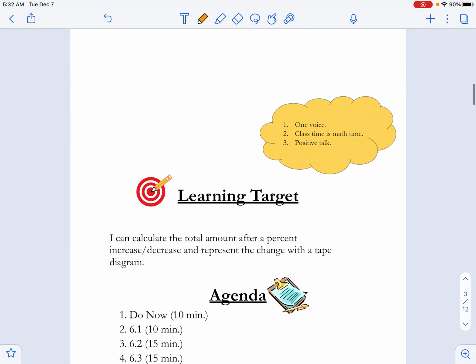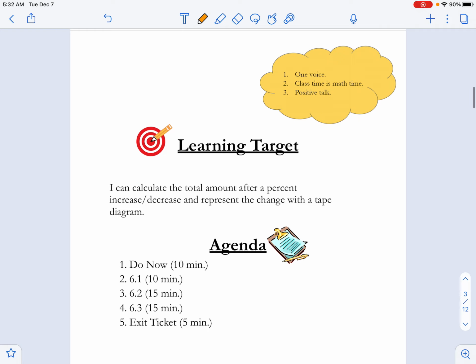Today, we're going to continue working on Unit 4. Our learning target is I can calculate the total amount after a percent increase or decrease and represent the change with a tape diagram. We're going to work on all 3 activities in Lesson 6, and then we'll take an exit ticket at the end of class.